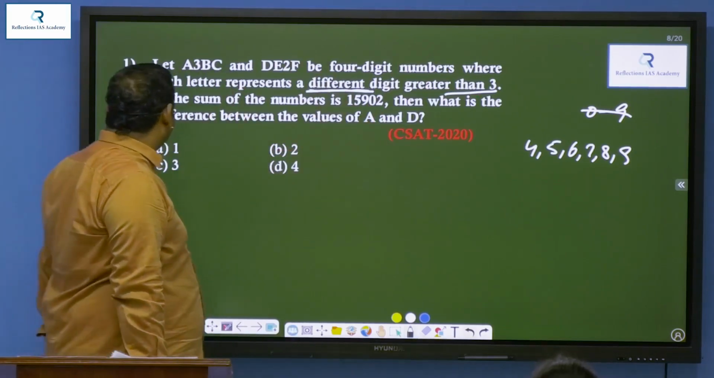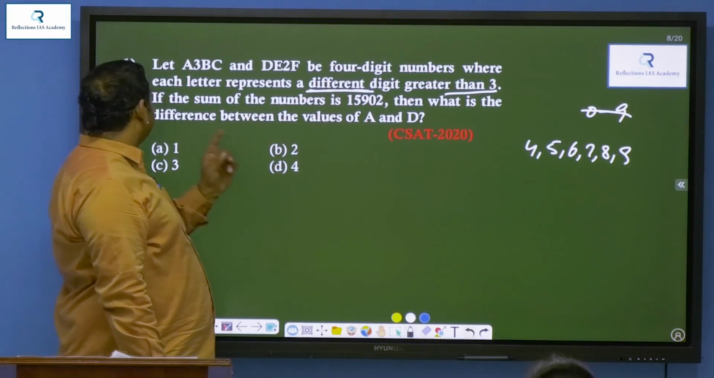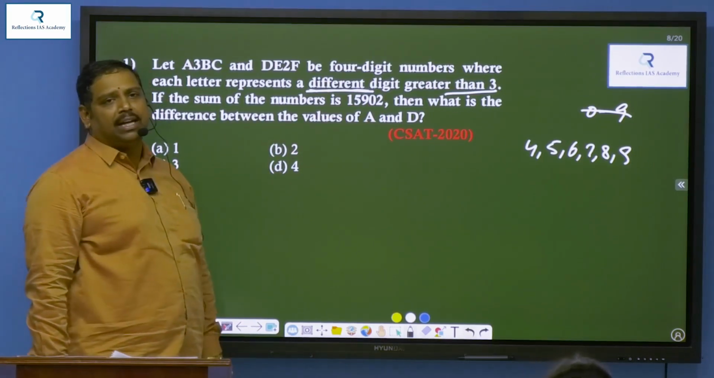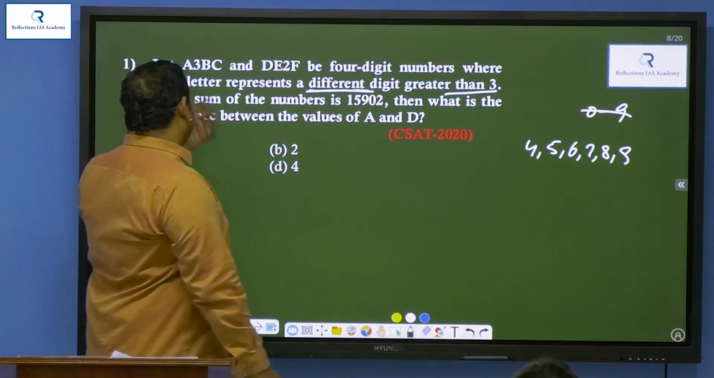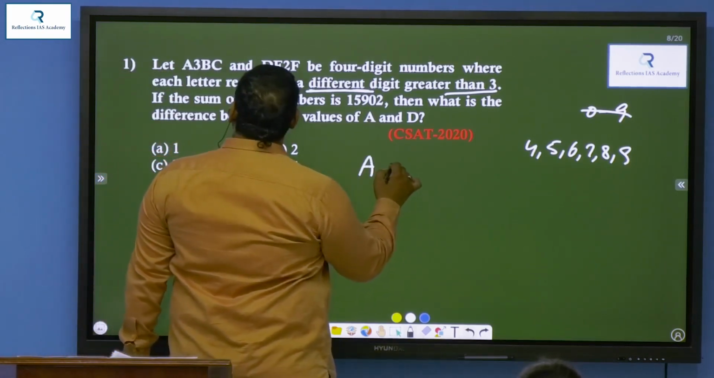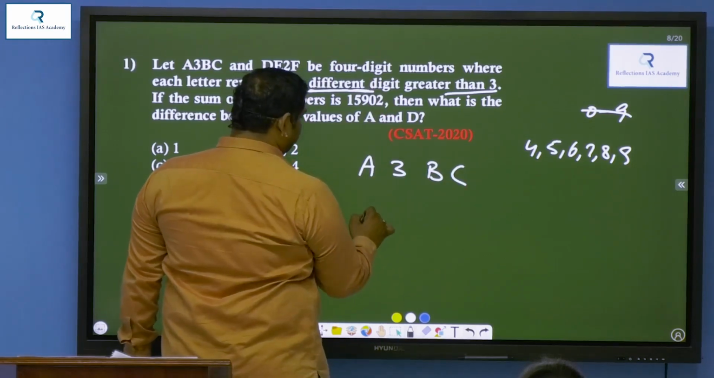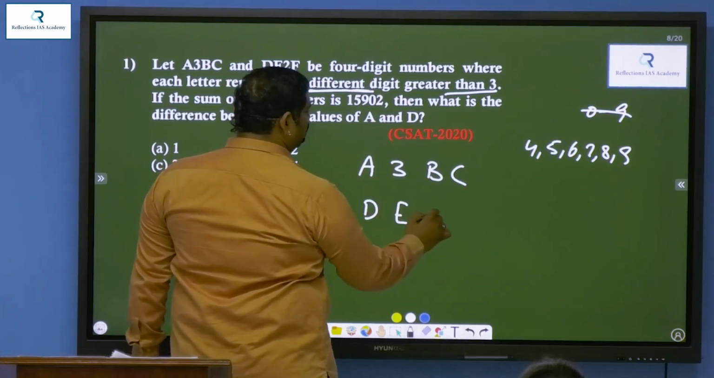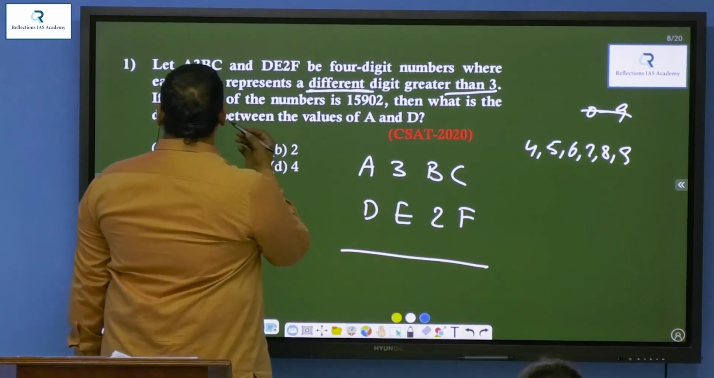Next one. If the sum of the numbers is 15902, then what is the difference between the values of A and D? It is asking about the difference between the values of A and D. I am writing the addition: A, 3, B, C, and the next one is D, E, 2, F. The sum he specified is how much?